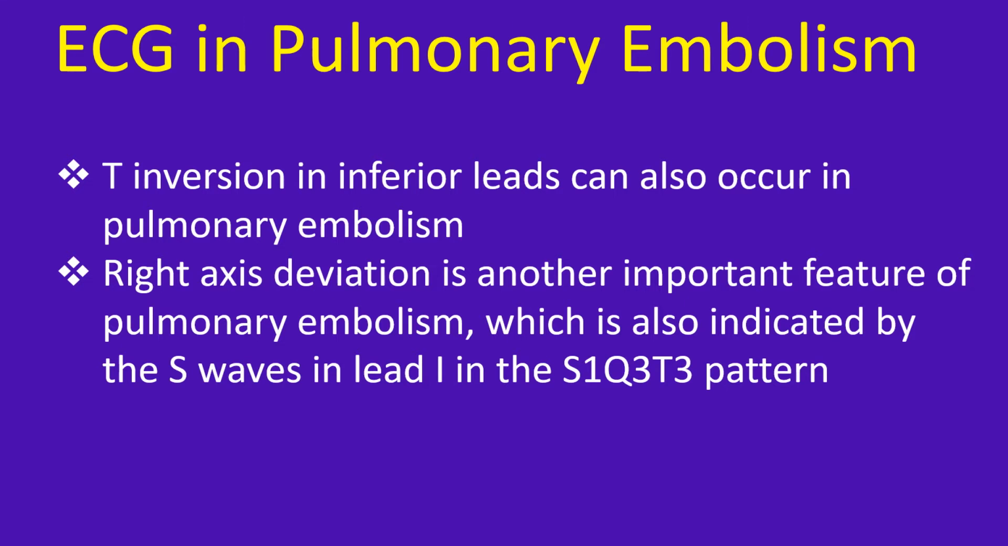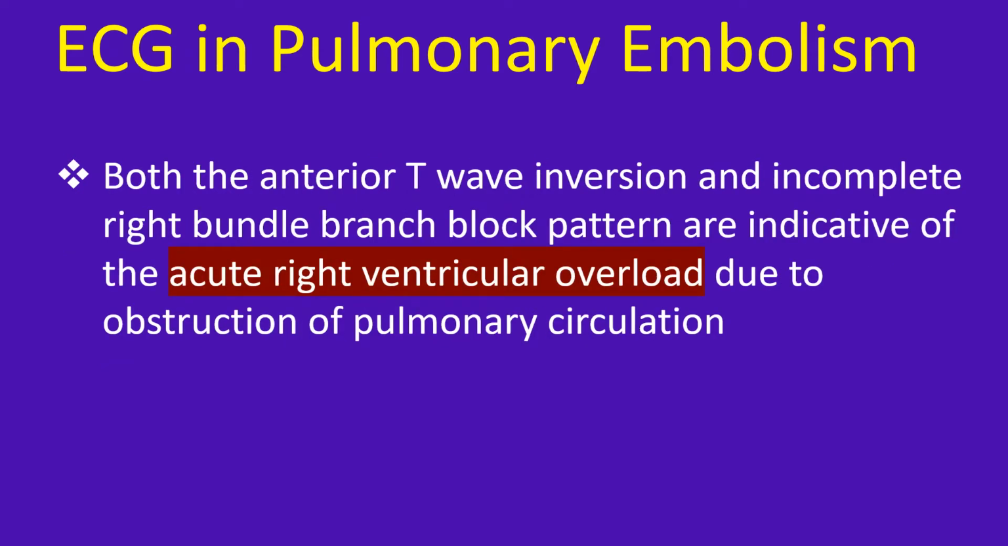Right axis deviation is another important feature of pulmonary embolism, which is also indicated by the S waves in lead 1 in the S1 Q3 T3 pattern. Both the anterior T wave inversion and incomplete right bundle branch block pattern are indicative of the acute right ventricular overload due to obstruction of the pulmonary circulation.